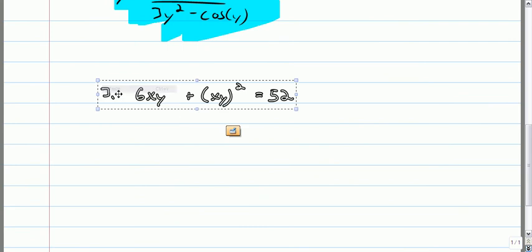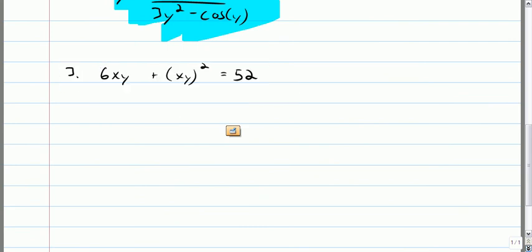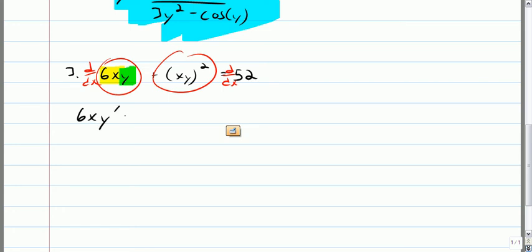Okay, so I start with this relation. I'm asked to find y prime. So derivative of the left with respect to x, derivative of the right with respect to x. So I have two terms on the left, this term and this term, so I can do their derivatives separately. So 6x times y, that's going to be a product rule. You got the 6x piece and the y piece. So leave the 6x alone, do the derivative of y, plus the derivative of 6x, leave y alone.